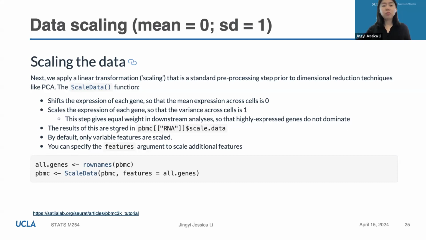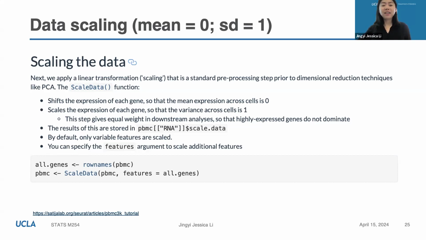All right, and the results here are stored in the scale data. By default, only variable features are scaled. That's from the previous steps. So if you have 2000 highly variable features, you only scale them. We are not scaling the rest. But since the scaling here is done one feature at a time, it actually doesn't matter, right? Because when you scale more features, the scaling of the top 2000 features wouldn't be affected.